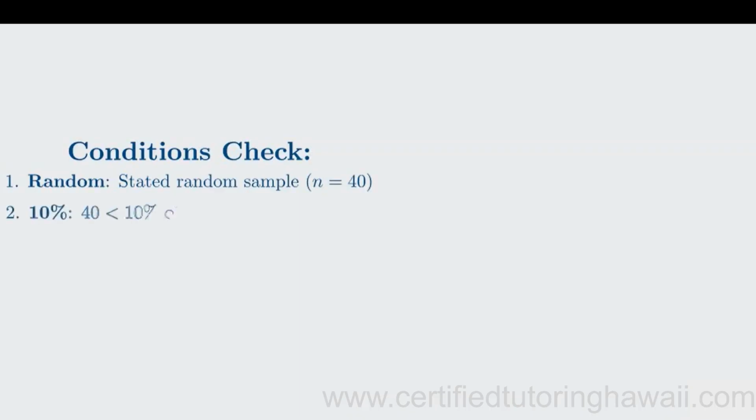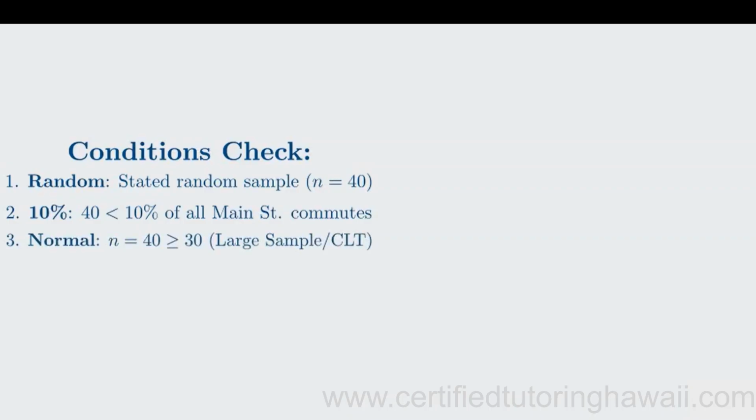Finally, we justify by verifying conditions. 1. Randomization. The problem states a random sample of 40 commute times was collected. 2. 10% condition. 40 commutes is certainly less than 10% of all commutes that happen on a major street over time. 3. Sample data. Since our sample size n is 40, and 40 is greater than or equal to 30, the central limit theorem tells us the sampling distribution of the mean will be approximately normal. We don't need to see a plot of the data to proceed.